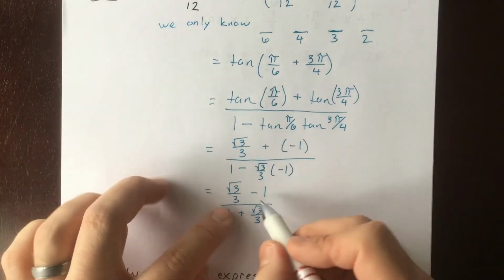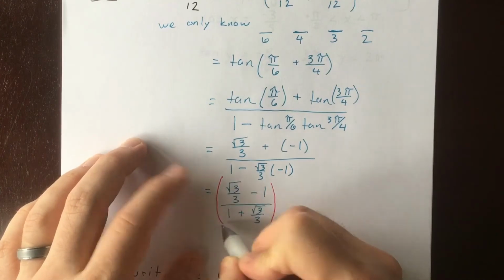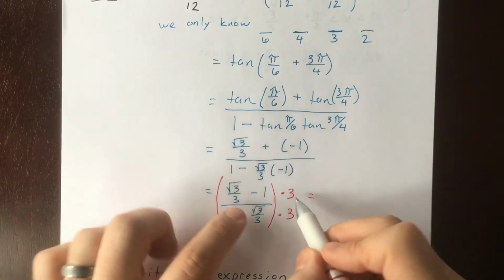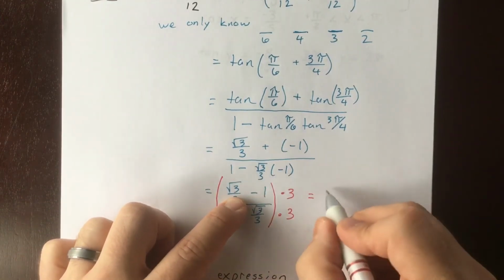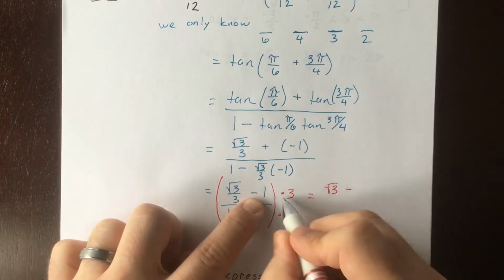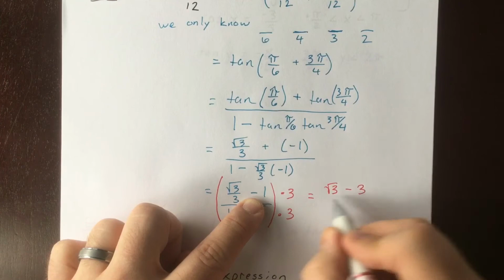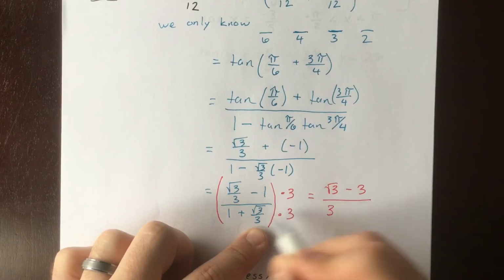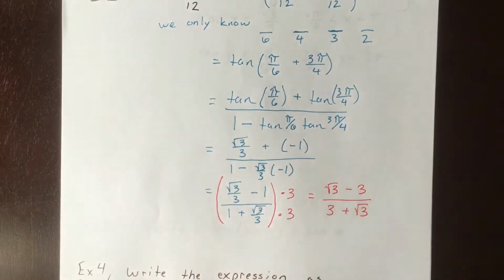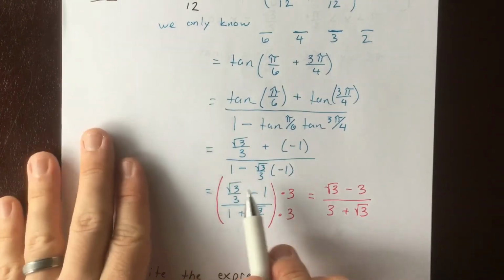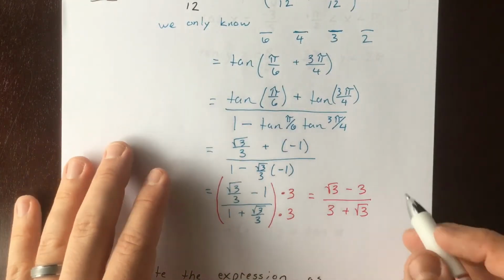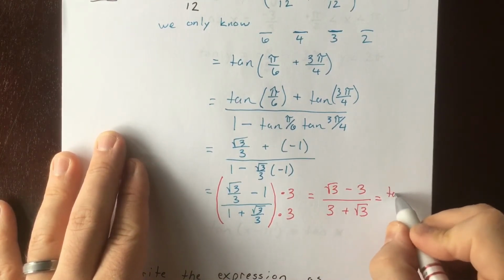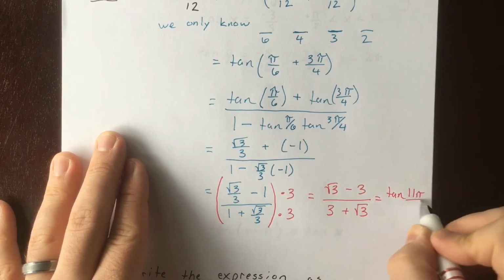That's one approach. Or if we multiply by that denominator, top and bottom, watch what happens. If I multiply this first fraction by 3, it just becomes square root of 3. And then we have minus 1 times 3, or just minus 3. And then 3 times 1 is 3, and then in the second piece, the 3's will cancel, giving us just plus square root of 3. Now that's a lot cleaner looking than having the fractions in the numerator and denominator, and we would say that this fraction exactly equals tangent of 11 pi over 12.